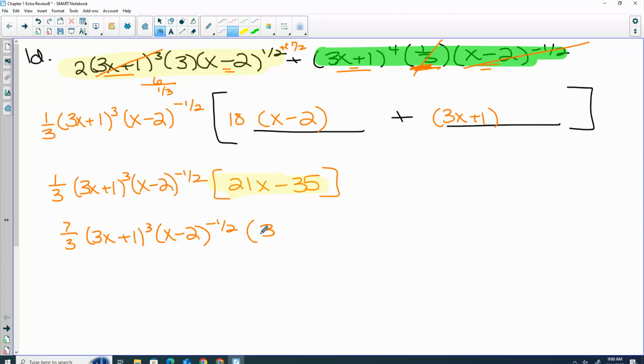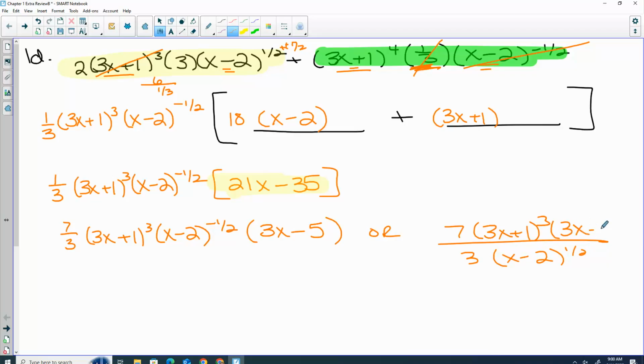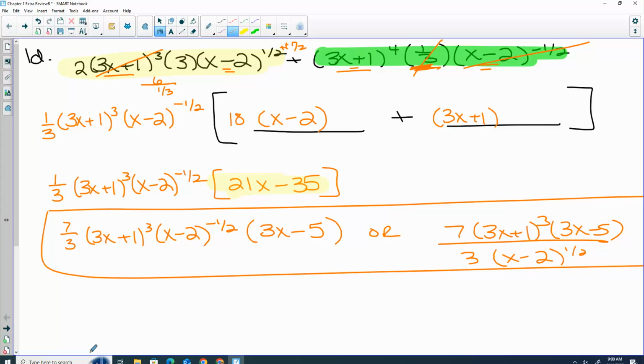21 divided by 7 is 3. 35 divided by 7 is 5. So you could leave it like that. If you did write it as a fraction, so 7/3, anything with a positive exponent would stay on top. Negative exponents go down to the bottom. Either of those answers are fine. Is that one okay?